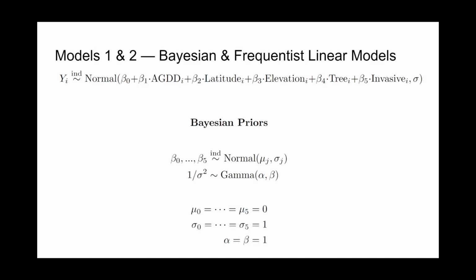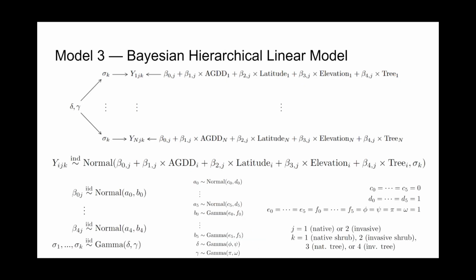My first model is a Bayesian linear model, and the second model is a frequentist linear model, which both have the same parameters of temperature, latitude, and elevation as continuous variables, and tree or invasive as categorical variables. And I also have as a third model a Bayesian hierarchical linear model, which has a similar set of variables excluding the invasive variable because it is part of the hierarchical setup where there is either the native or invasive model.